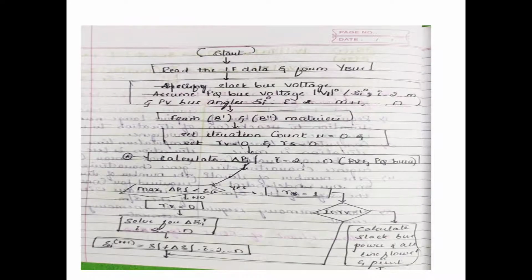Set the iteration count to 0, with initial voltage and delta angle. Calculate delta P for the buses, with generator voltage and load bus voltage, and next solve for the angle and voltage.